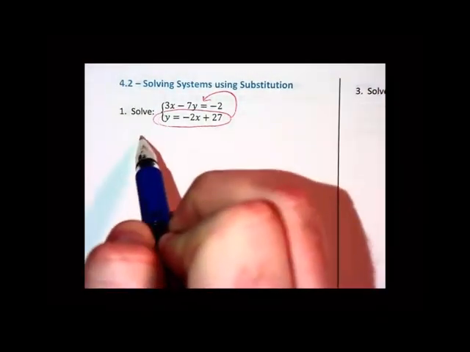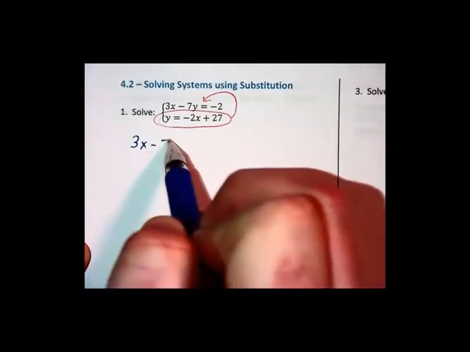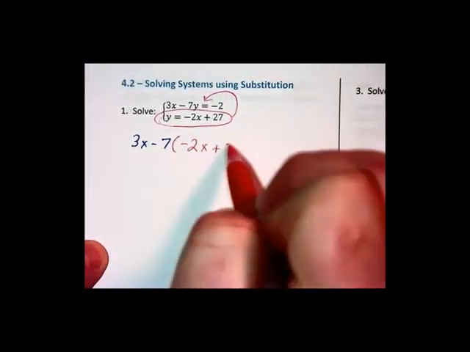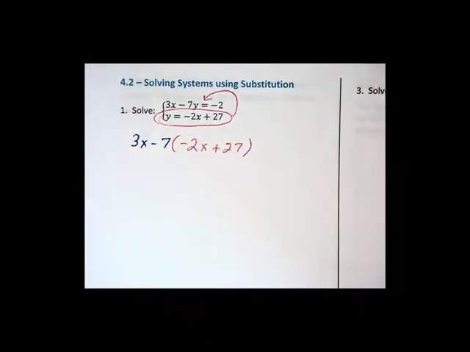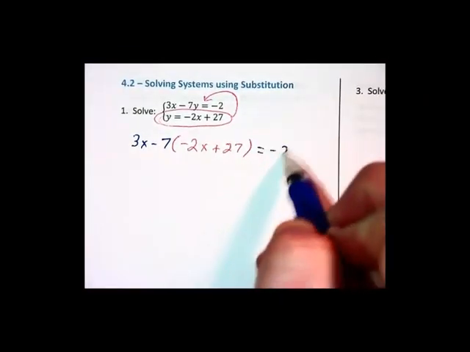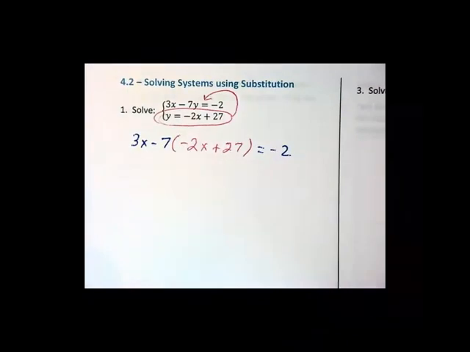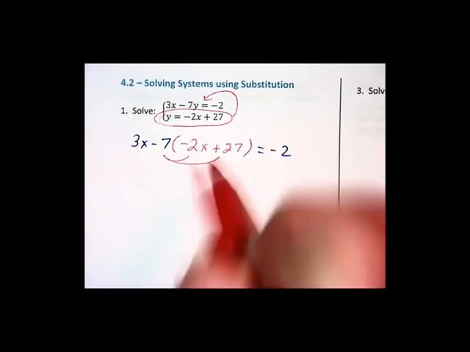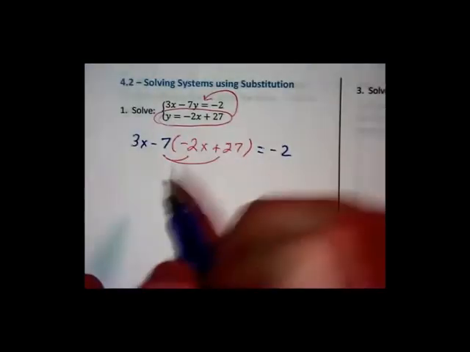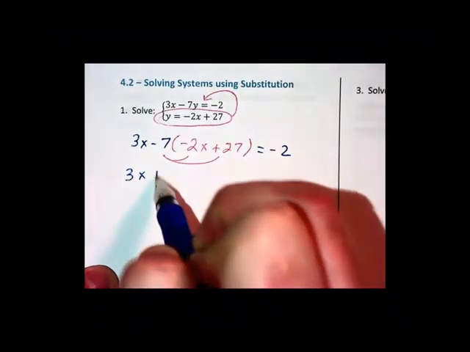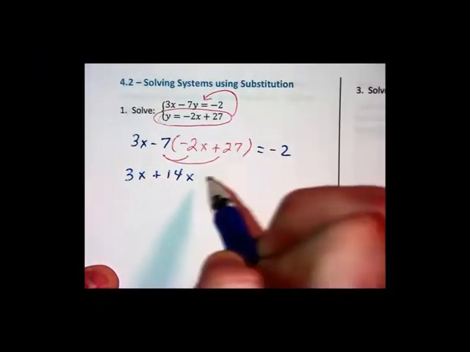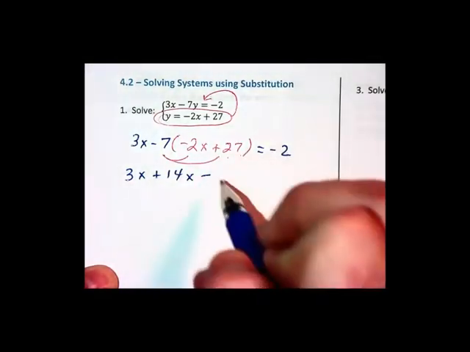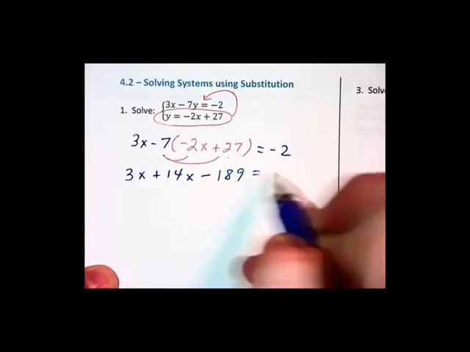And that top equation becomes 3x minus 7, and instead of y I'm going to write negative 2x plus 27, because that's what y is, equals negative 2. Now what we have is one equation with just one variable. So we're going to solve that equation by doing distribution first. That gives us 3x plus 14x minus, now this is going to become 140 and 49, 189 equals negative 2.